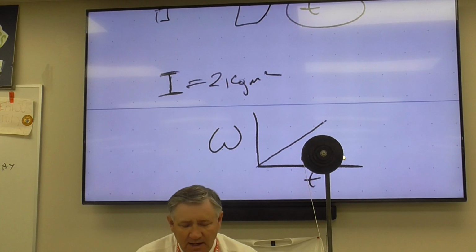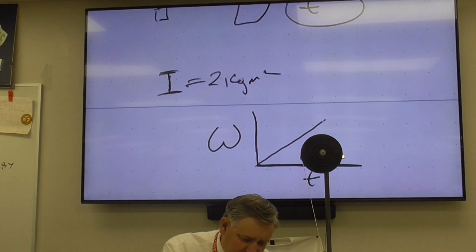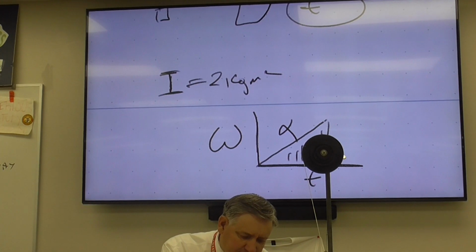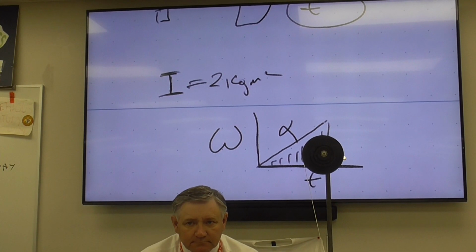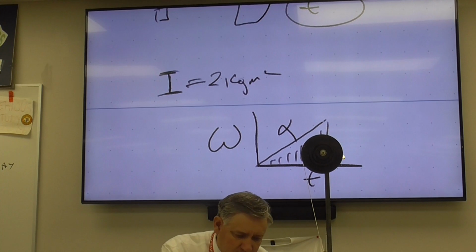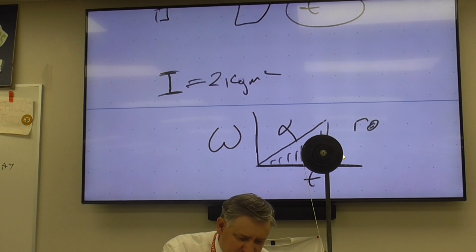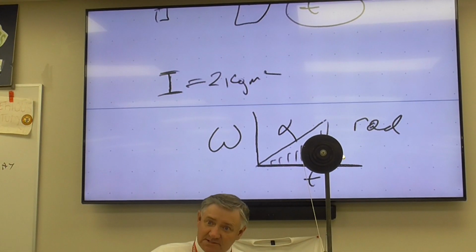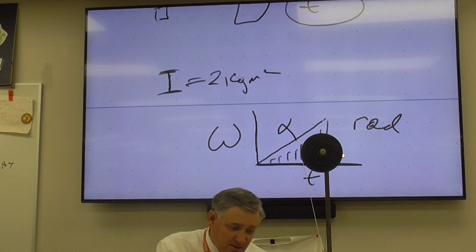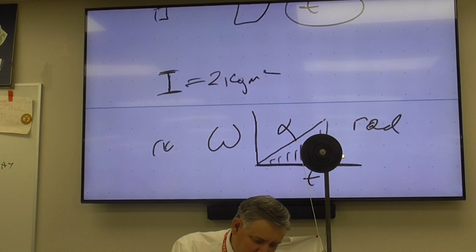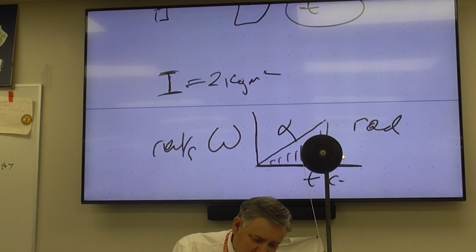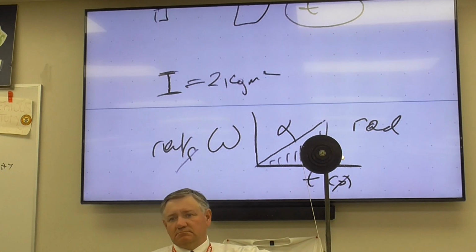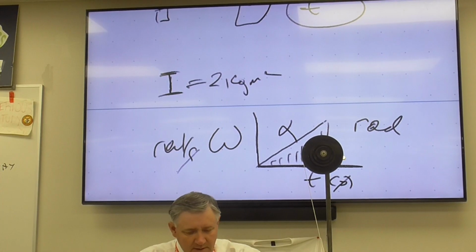What would the slope of that line represent? Angular acceleration, right? What would the area underneath it represent? Radians. Yes! Just like if it was a velocity time graph, that would be displacement in meters. Since it's radians per second times seconds, the seconds cancel out, and you get radians.